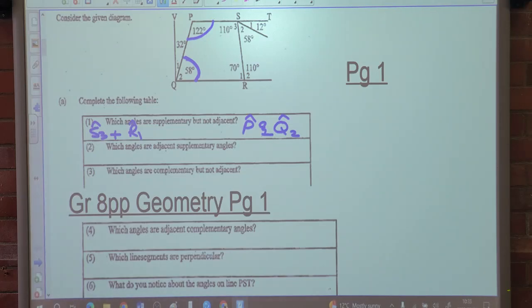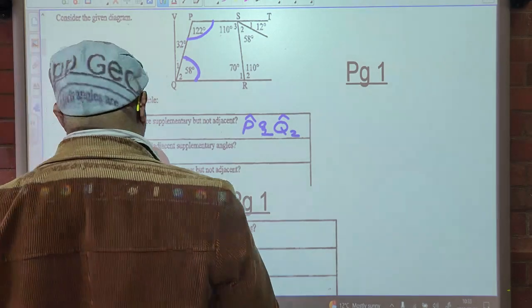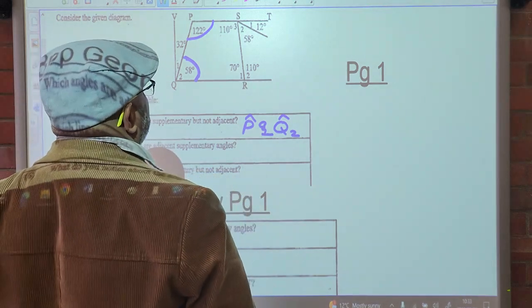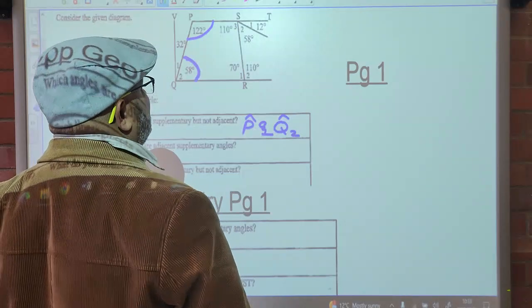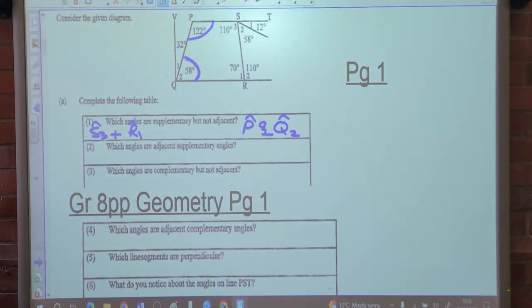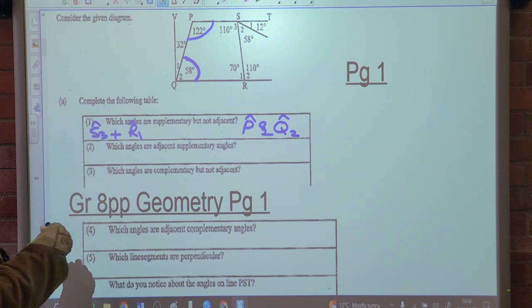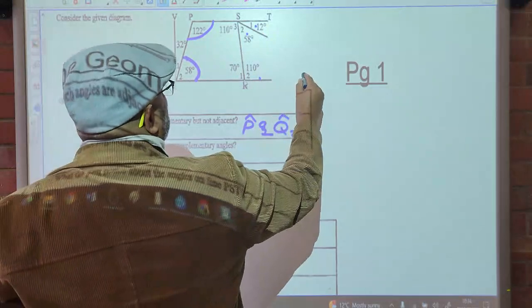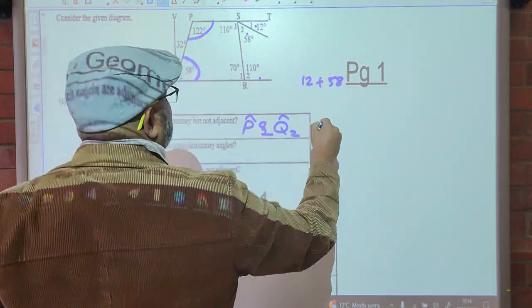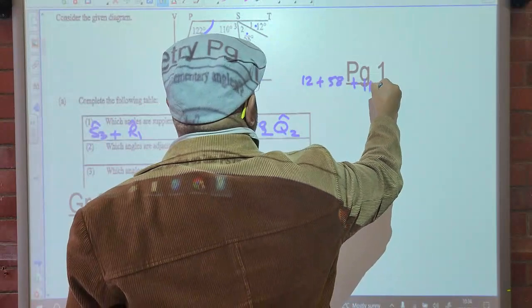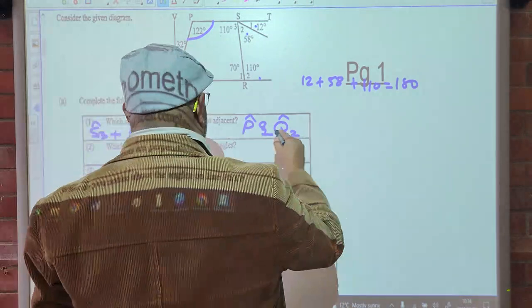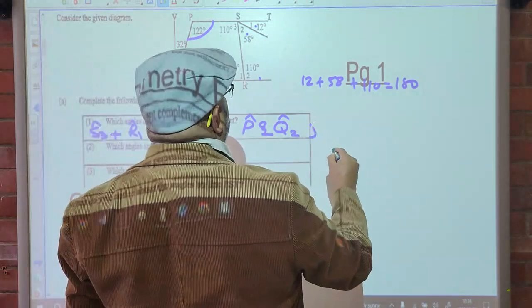Is there any other angles that add up to 180? Are the angles supplementary but not adjacent? There are another few other angles that add up to 180. Is S1, S2, and R2. Because if you look at S1 is 12 plus 58, which is 70, plus 110, also 180. Can you see that, people? So that's 2 sets of angles.